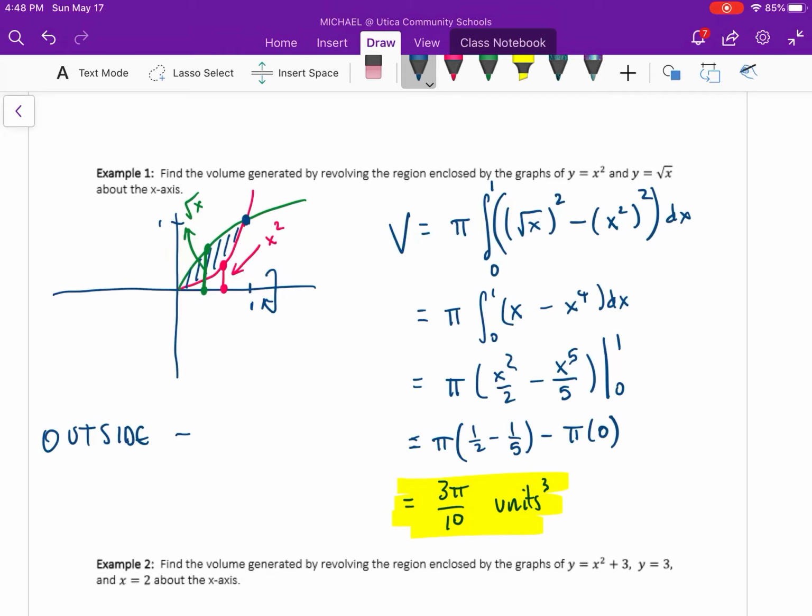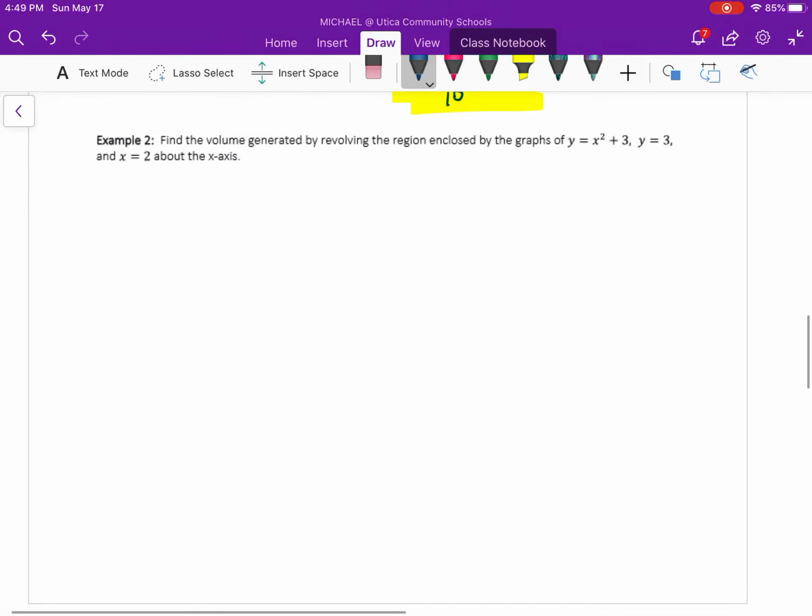So again, as long as you remember outside minus inside, or top minus bottom. I don't like top minus bottom because the axis that you might be revolving around might be above, in which case that doesn't make sense. So we're going to go ahead and cross that guy off. It's not top minus bottom. Always outside minus inside of the axis that you're looking at.